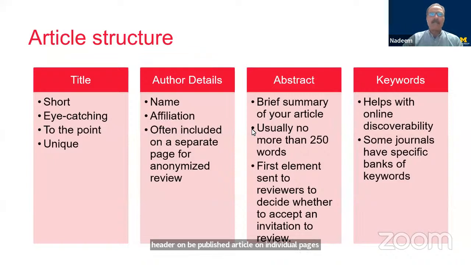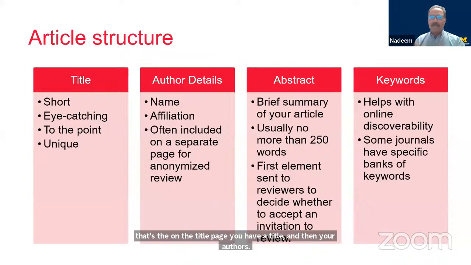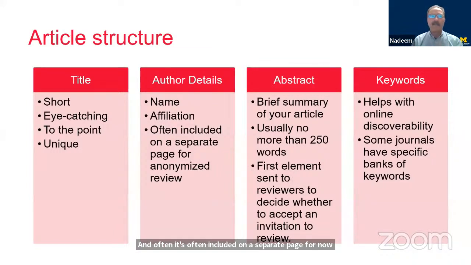And then, as Jessica mentioned, authorship is an honor, especially for the young investigators, graduate students, and postdocs. People always remember their first published article. We all know that's a special place in your heart for that article. Always make sure that your name is spelled correctly when we talk about the author details, because that's on the title page: you have a title and then your authors, your name, affiliation, and often included on a separate page for anonymized review, blinded review.